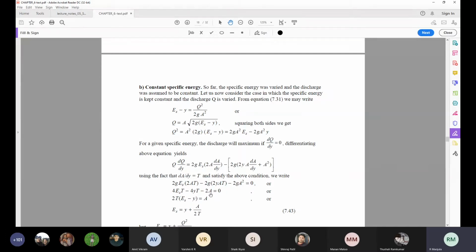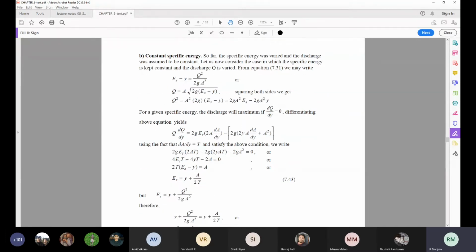Now I am again simplifying this. You will get, bringing terms together, 2Es T minus 4yT minus 2A is equal to 0. For all the terms you have g, so you can take g common, bring it to the right hand side, and equate it to 0. So 2T into Es minus y is going to be A. Because this 2A is there, if I bring A to the other side, then 4 and 2 get cancelled, and you will have only 2 on the left hand side.